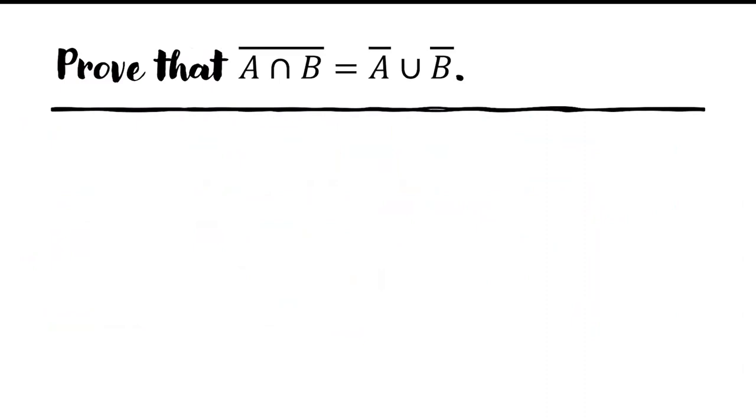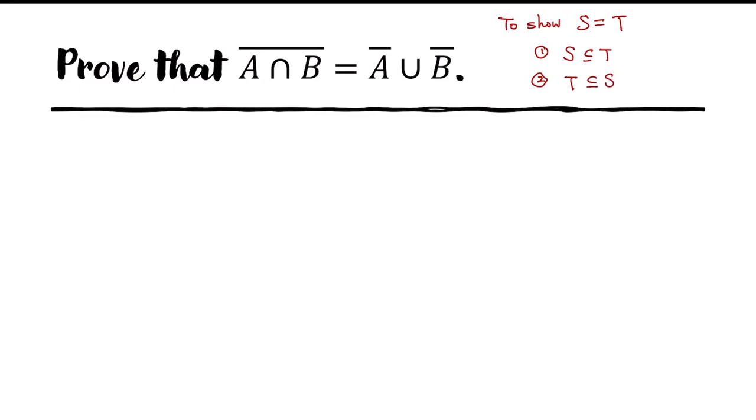Okay, so here, this is De Morgan's law, right? So let's say we want to prove this De Morgan's law. There are different ways we can do it, so let's try to do it from the definition first. If we want to show two sets are equal to each other, if you remember, let's say set S is equal to set T, then you need to show S is a subset of T and T is a subset of S.